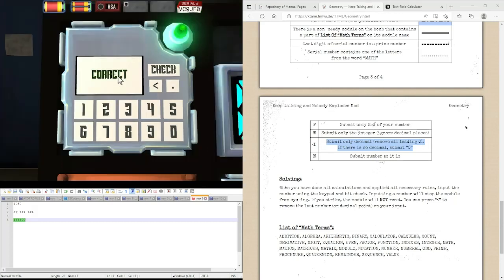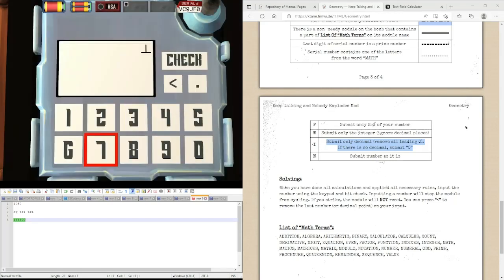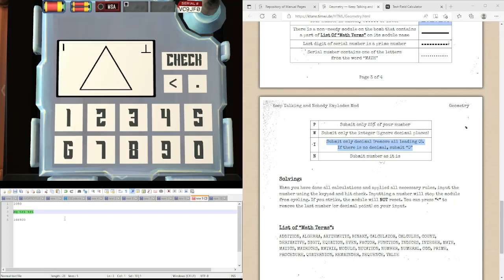Okay, so that's that module. Let's do one more example. So we have triangle, square, trapezoid this time.